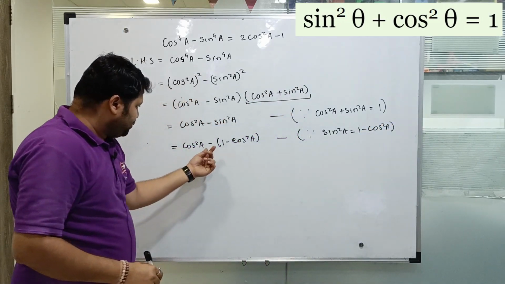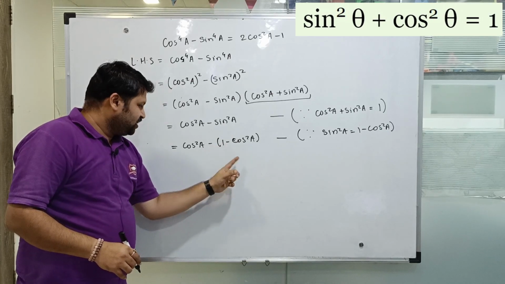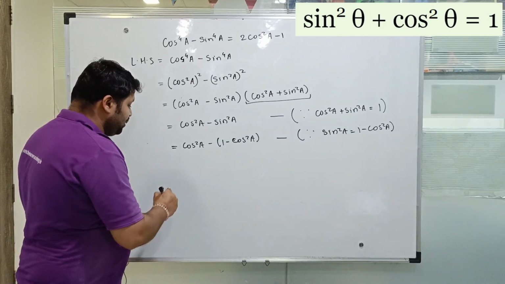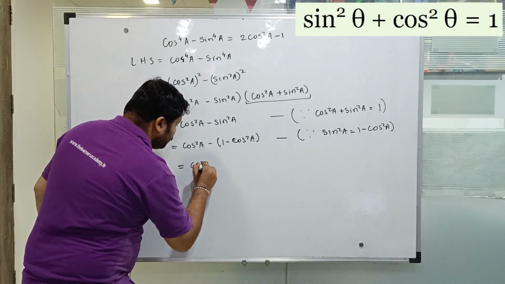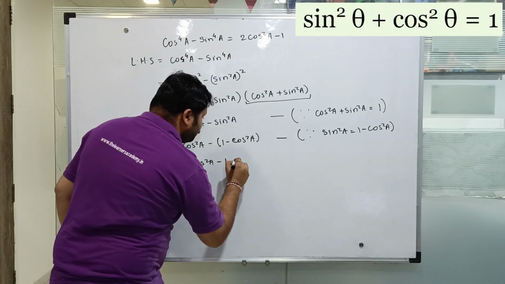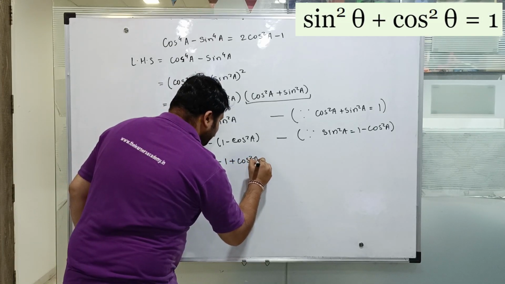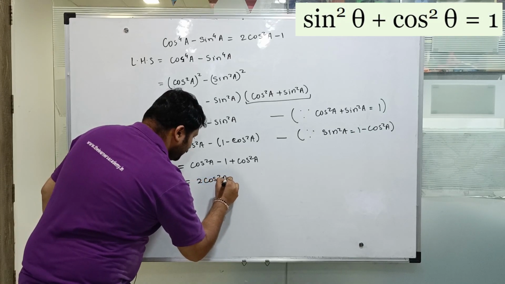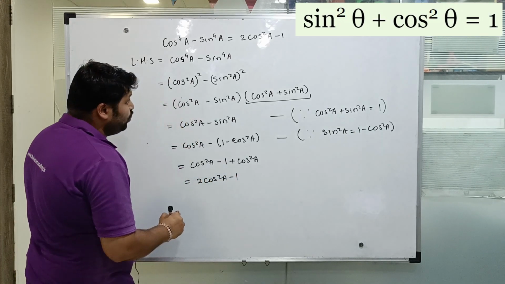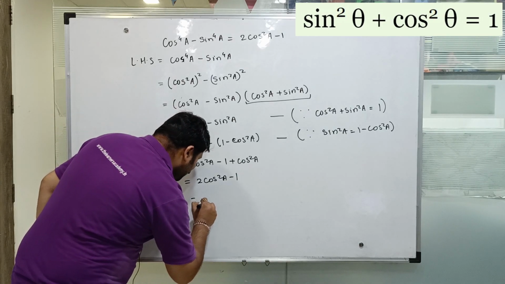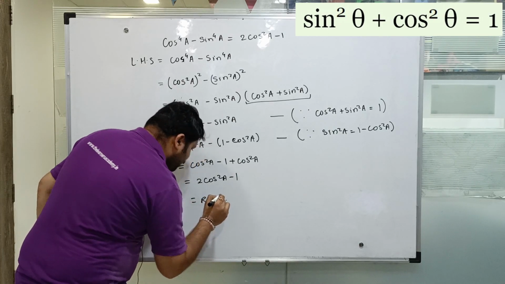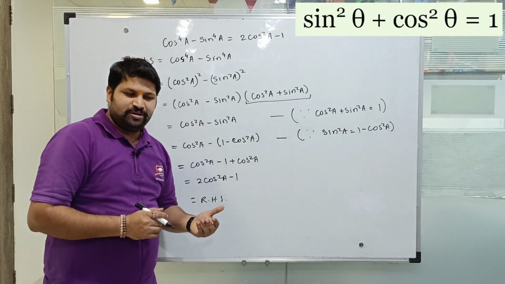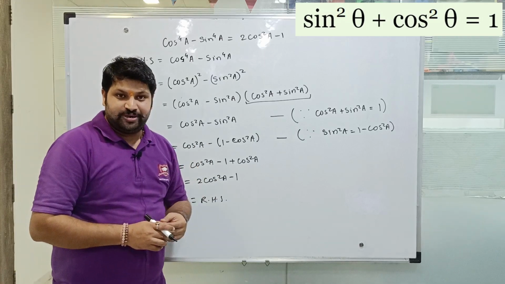Now when I open this bracket, this one would get a negative sign and this cos square a would get a positive sign, giving me cos square a minus 1 plus cos square a, or 2 cos square a minus 1, which is equal to my right hand side. And hence I have proved this equation in a very simplistic manner, in a very straightforward manner.